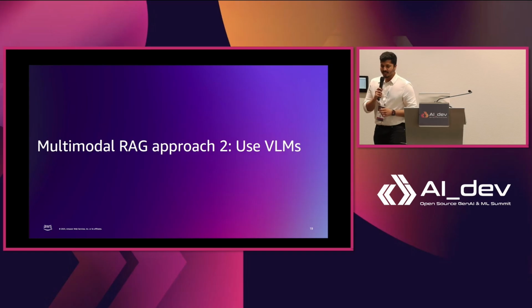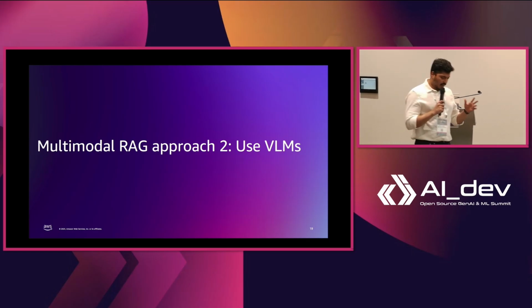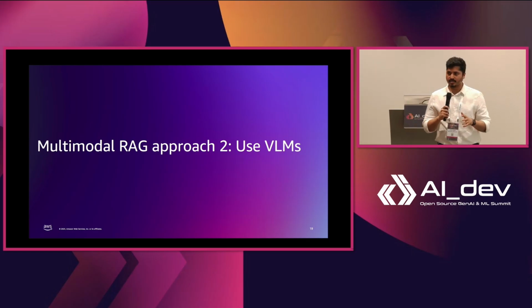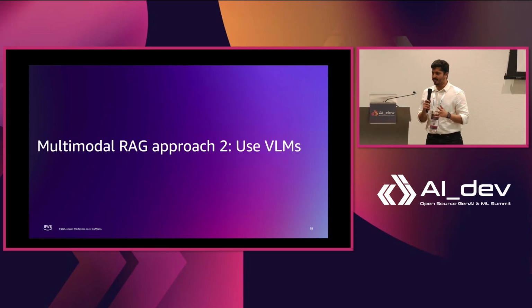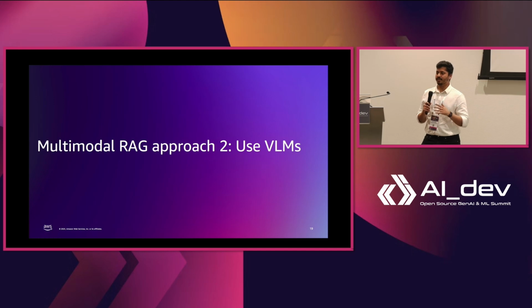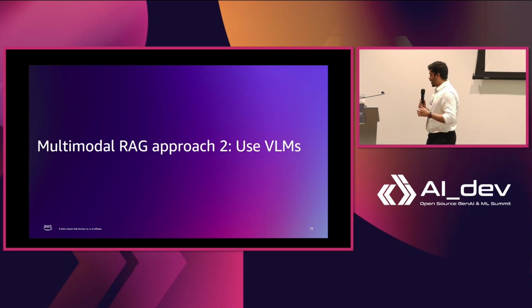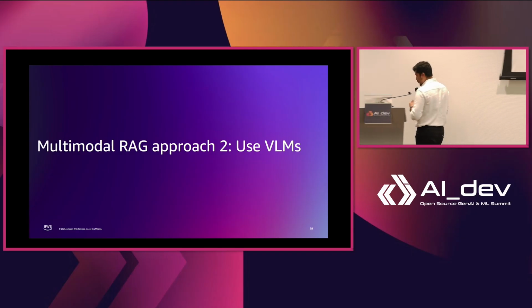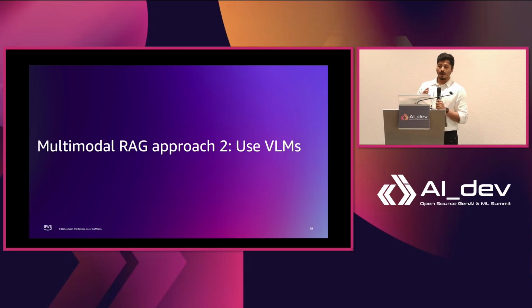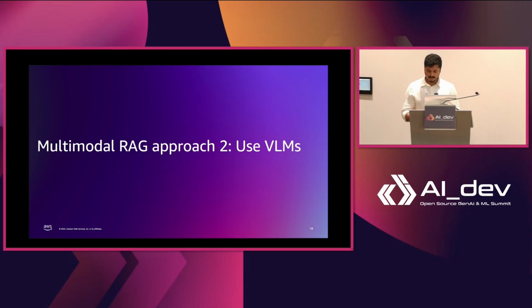Thanks, Mingshi. So we just covered approach 1 to handle multimodal PDFs. We are converting all the different modalities into one single modality of text, and then we convert them into embeddings, so we don't lose the insights from the different modalities existing in your PDF documents. Now let's go into approach 2, where we're going to rely on vision language models.